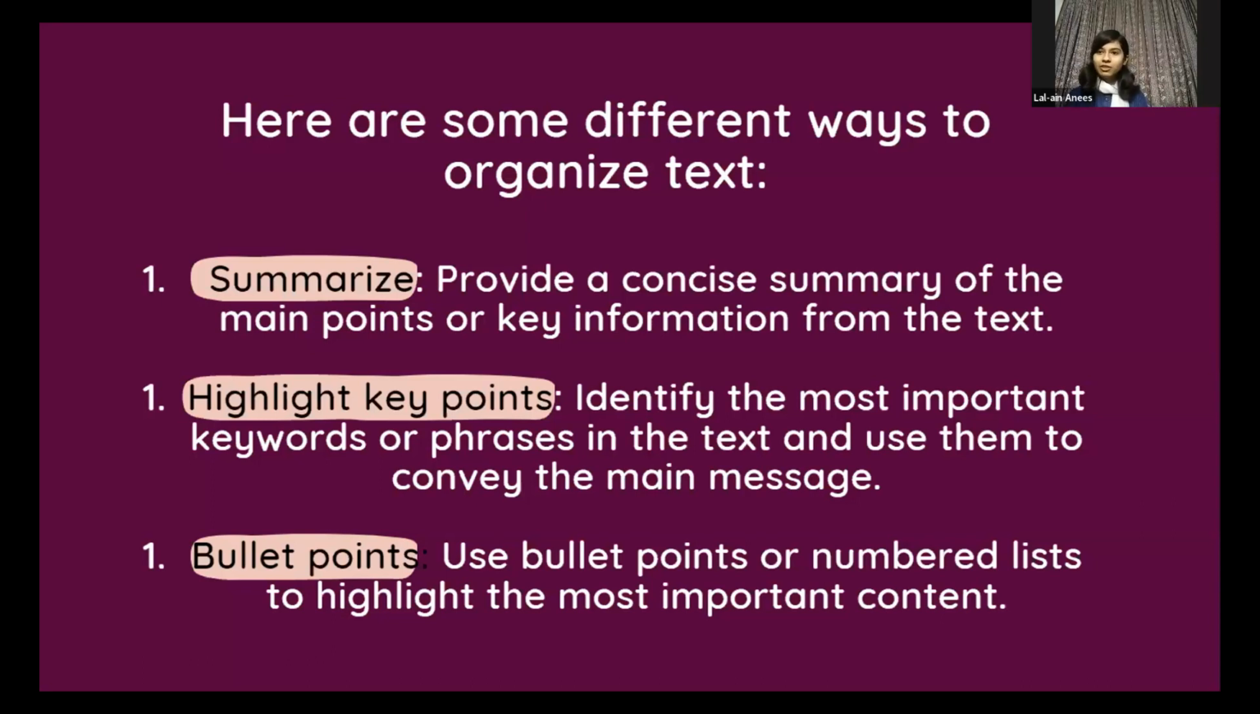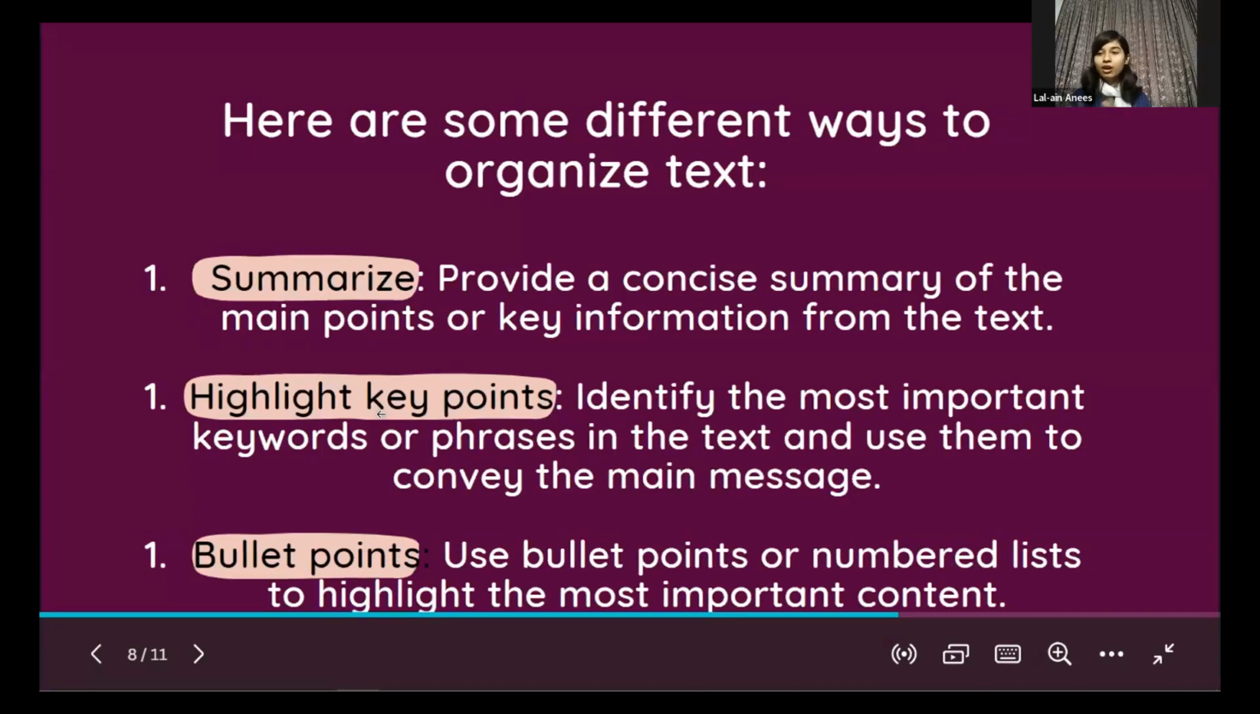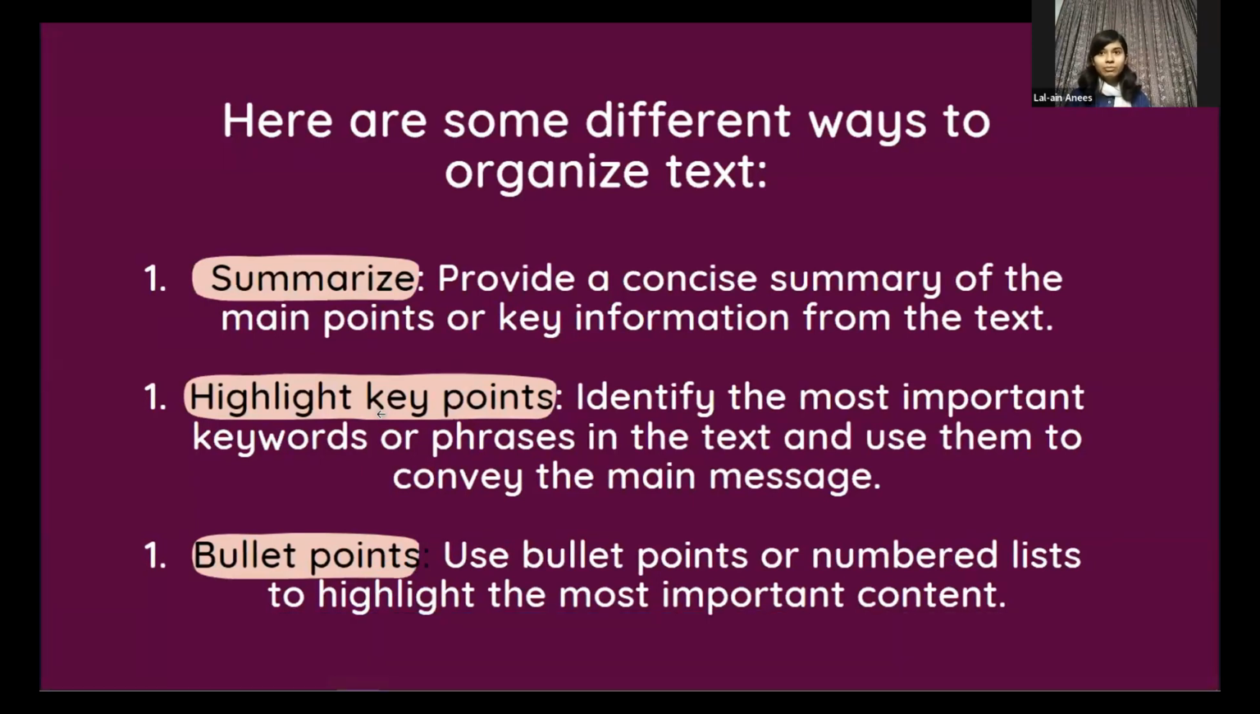So when it comes to summarizing, you can provide a concise summary of the main points of the key information from the text. You can highlight key points such as identifying the most important keywords or phrases in the text to convey the main message, and use bullet points or numbered lists to highlight the most important content. But if you notice, one mistake in this presentation slide is how all the numbers are one, even though there are three main points. So you see, mistakes do happen, but using these kinds of bullet points, you can summarize your text much more easily. Next slide, please.